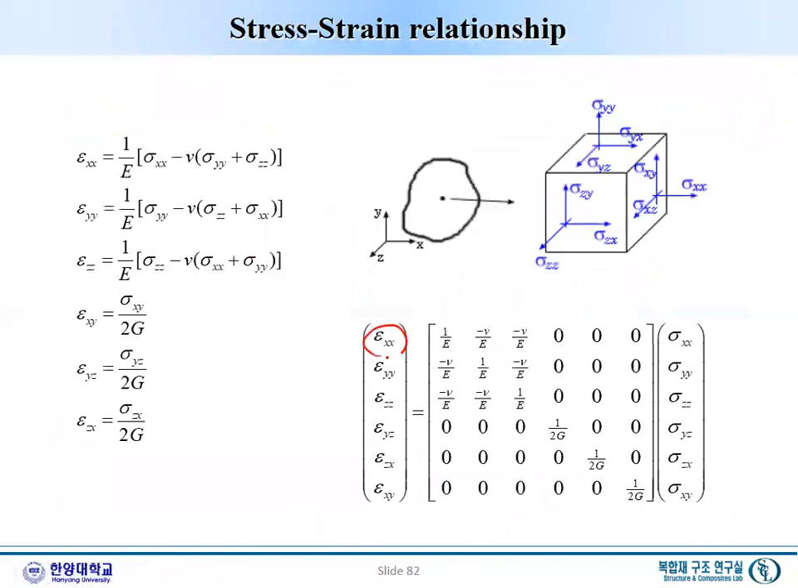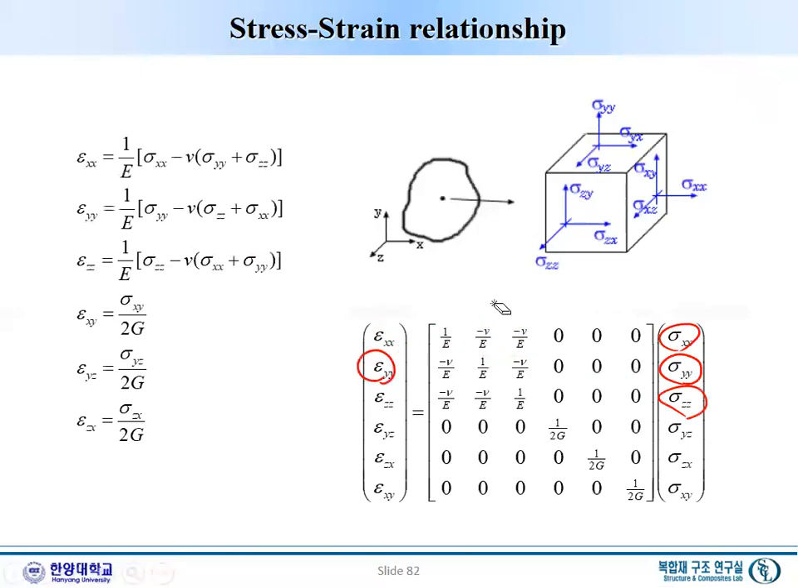Remember, epsilon x is 1 over E times sigma x, right? And epsilon x also depends on sigma y. Now you understand there's a minus, Poisson's ratio, times sigma y divided by E, okay? And sigma z also shrinks epsilon x, and there is a minus Poisson's ratio and Young's modulus. Exactly the same story goes for epsilon y.